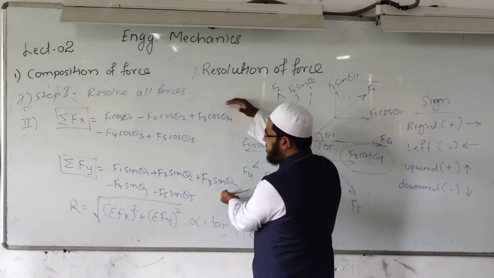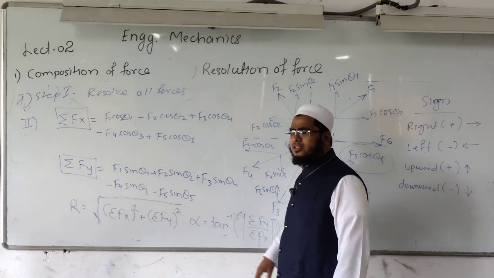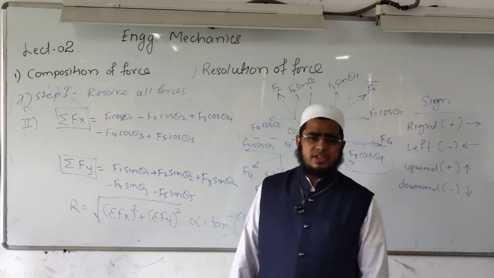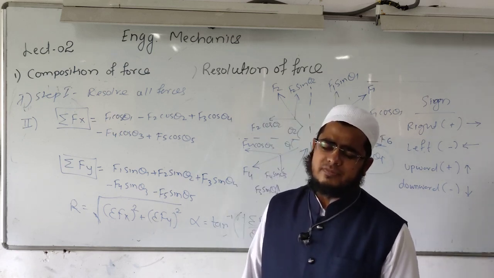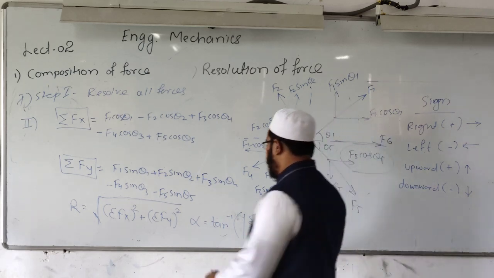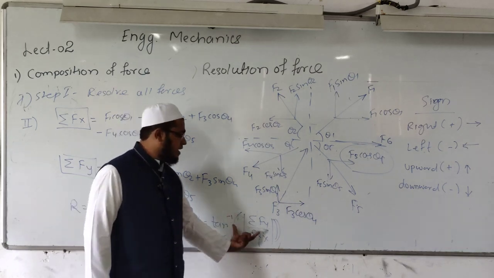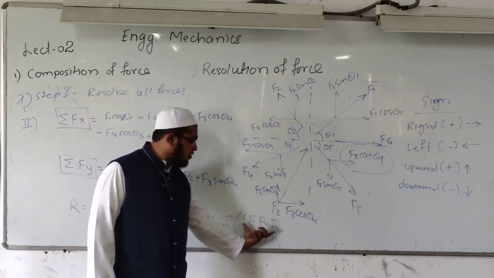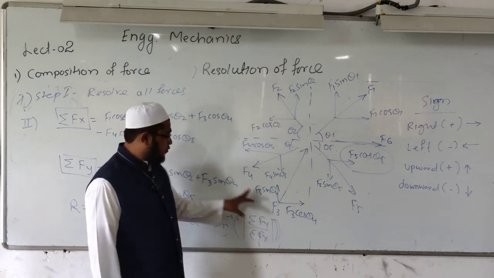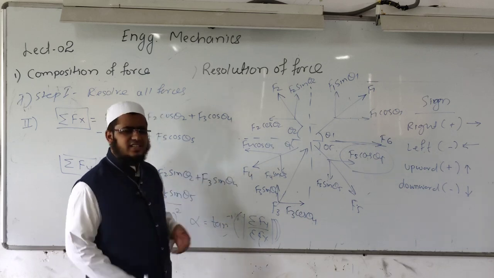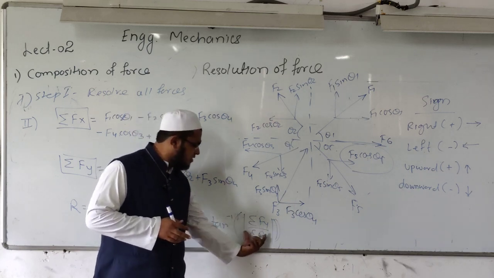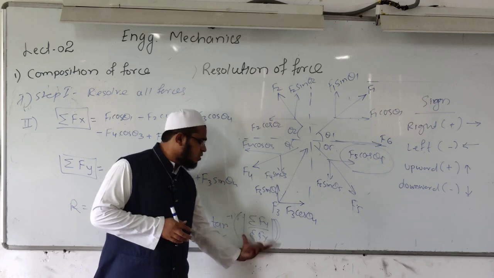After completing this summation Fx and Fy, it is very simple to determine the resultant of the force system with the help of this expression: R equals under root of summation Fx square plus summation Fy square. To have the inclination of the resultant, alpha is equal to tan inverse mod of summation Fy divided by summation Fx. This mod we are using to eliminate the negative sign, because from the sign you can decide the quadrant. Then after the decision of the quadrant, there is no need of the negative sign. Therefore, we put summation Fy divided by summation Fx into mod.